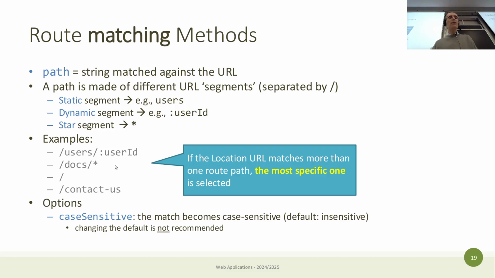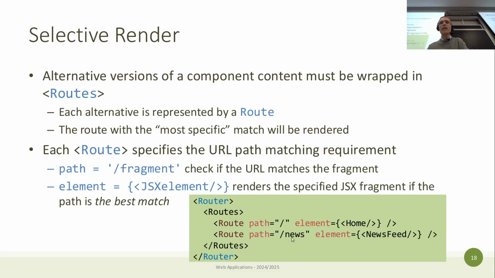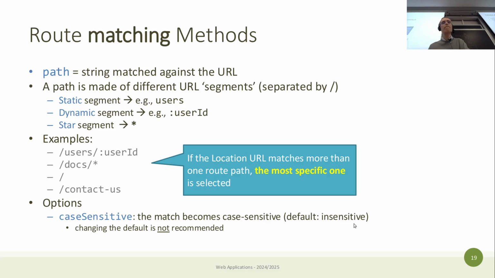So basically, if you have contact us, it means that it matches contact us. This is simple, right? If you have slash user slash something else, like a number or a string and so on, so something after the second slash, it will match this path. So it will show the element corresponding to the path that we declared with the route that we saw before, like here. Slash news, it will show the news feed. Slash, it will show the home. Okay? Good.